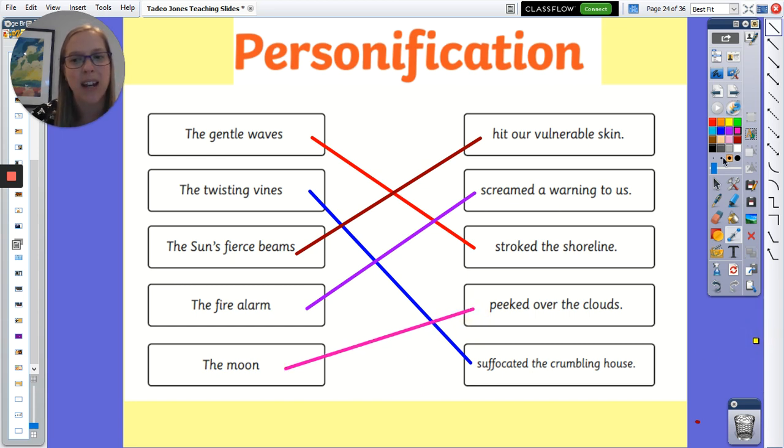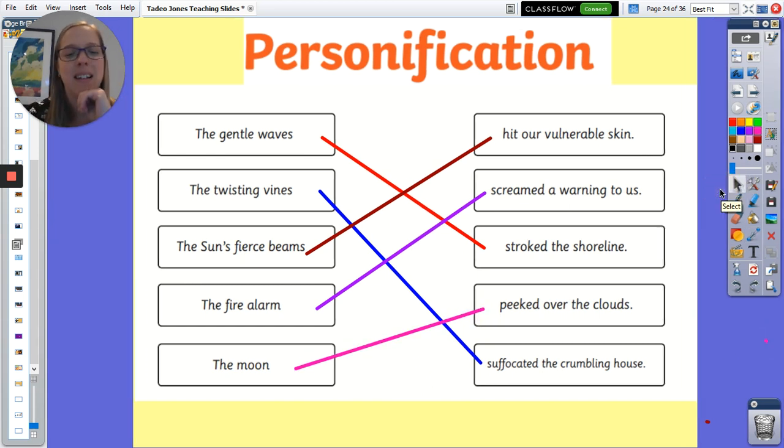Now, the moon can't really peak like an animal or a person could, but it's a really good description, giving you an idea about how slowly it just stuck out a little bit from behind the clouds, yeah? So can you see how personification can be used to really add depth and detail to your description? It really makes it more interesting for the reader, and helps create a picture in the mind of the person who's reading your work.